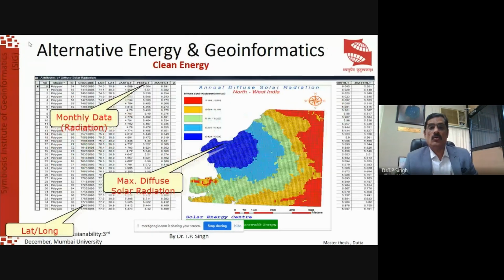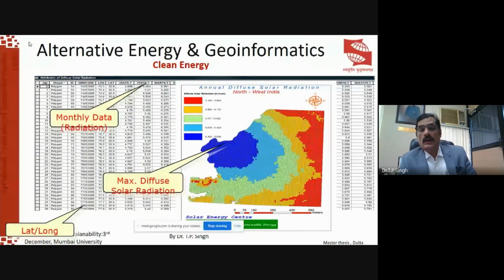If you look over here, you can get monthly data. You can get the maximum diffuse solar radiation with latitude and longitude, the areas where the maximum diffuse solar radiation is. This work covers the total Gujarat area. You can see here how it decreases from the western side to the eastern side.